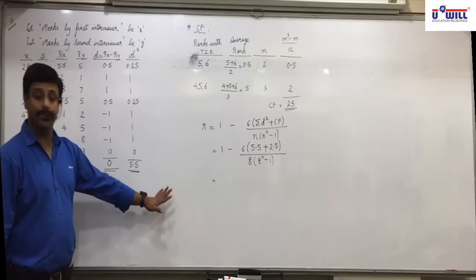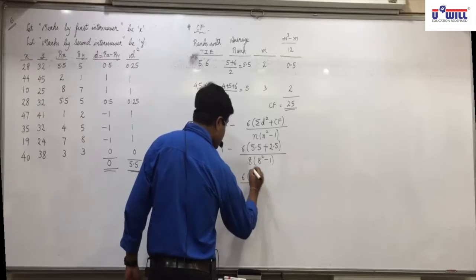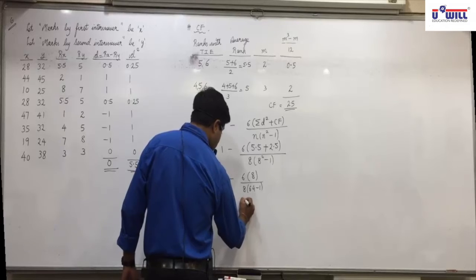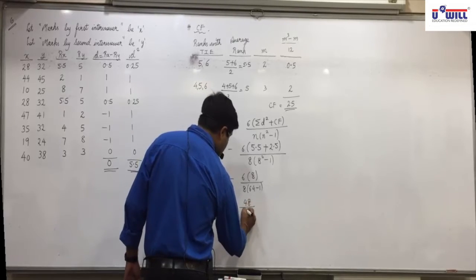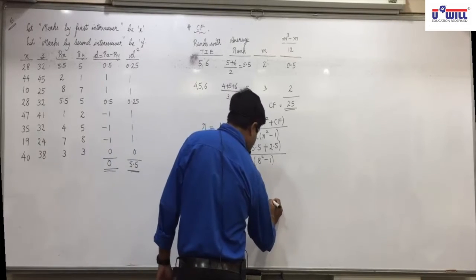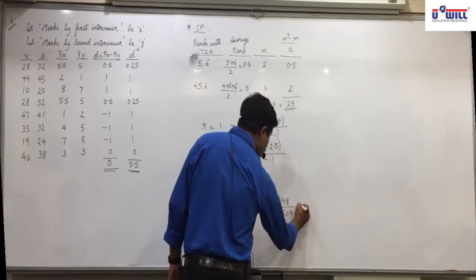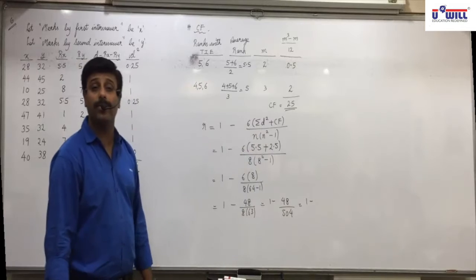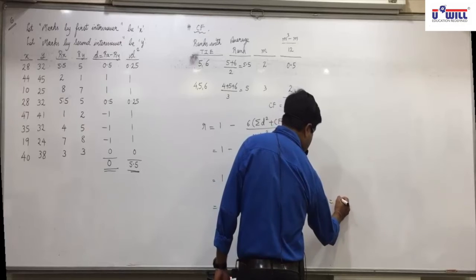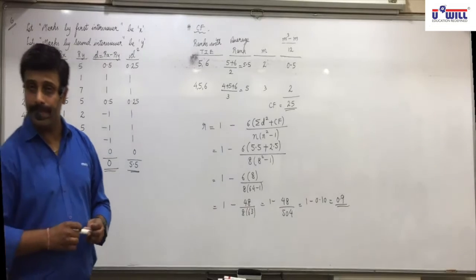Any confusions? So 1 minus 6 into 5.5 plus 2.5 is 8. 8 square is 64 minus 1. 1 minus 6 into 8 is 48. And 64 minus 1 is 63. 1 minus 48 upon 8 into 63. 504. 1 minus what is 48 upon 504? 0.1. So 0.9 means high degree of positive correlation.